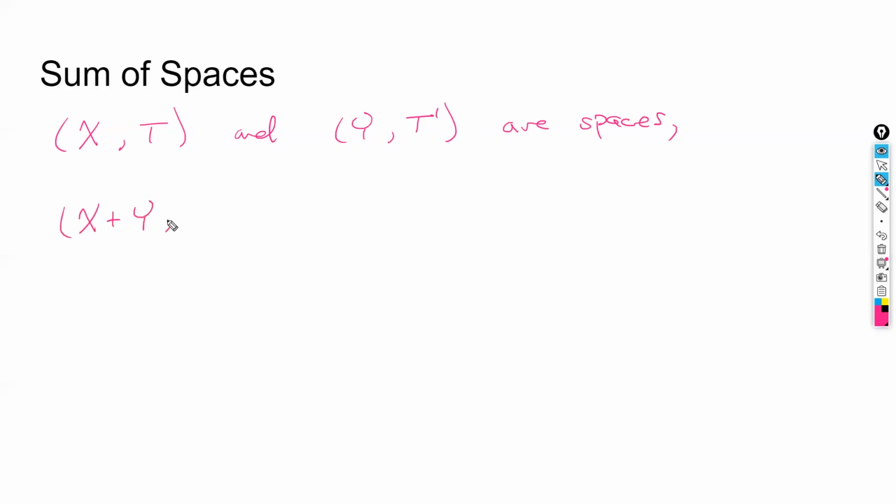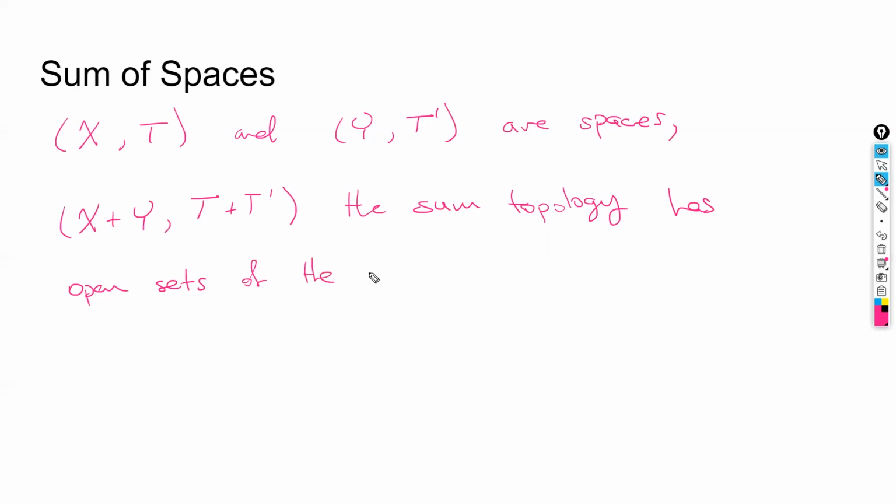Okay, let's think about this more generally. If X, T is a space, and Y, T prime is also a space, the sum topology, X plus Y, and if you want, T plus T prime, the sum topology has open sets of the form U plus V, where U is in T and V is in T prime.